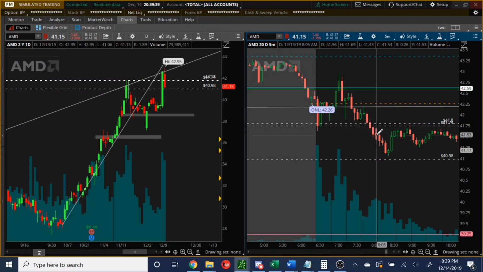I personally play options, so I would buy, let's say, 2 contracts. I don't want to play 1. I want to play at least 2 contracts, and I would enter them after this candle closes. If the candle closes too far below, I would enter 1 contract or half a position, and I would wait for a retrace to that level, and that's where I would enter the rest of my position.